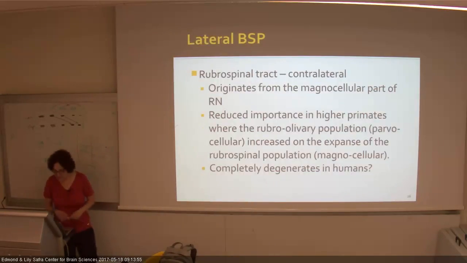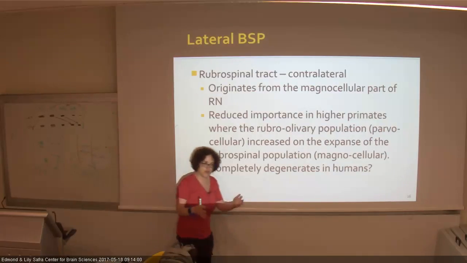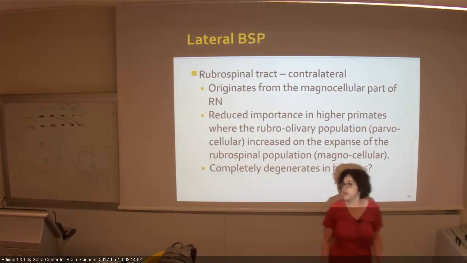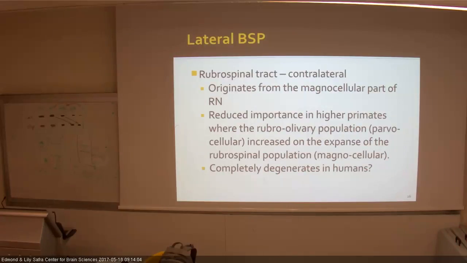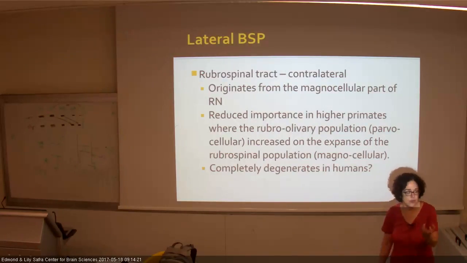Okay. And the lateral pathway, which is really more interesting in the context of control of voluntary movement, is the rubrospinal tract. This is a contralateral tract, like the corticospinal. So the red nucleus from one hemisphere controls the contralateral spinal circuitry.